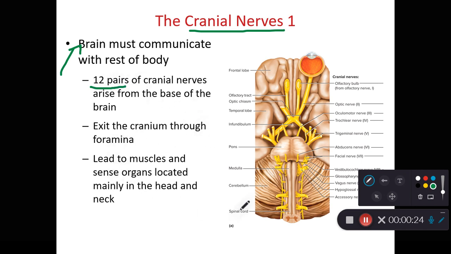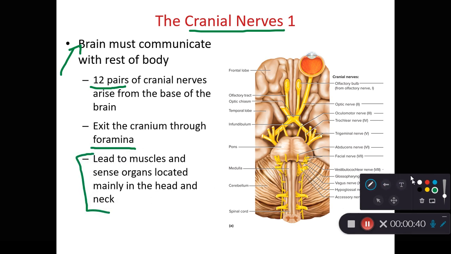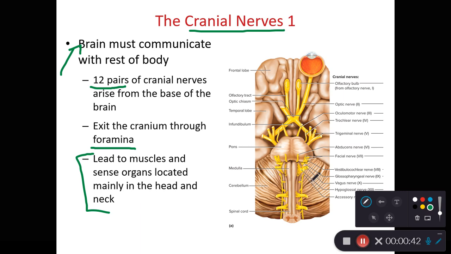As these cranial nerves exit the cranial vault, they're going to exit through the foramina, or foramen singular, of the cranial vault. We talked about several of these foramen within the lab. And then these cranial nerves are going to go to muscles or sense organs within the body to allow for us to still have coordination and control of our body, even if we have a spinal cord injury.